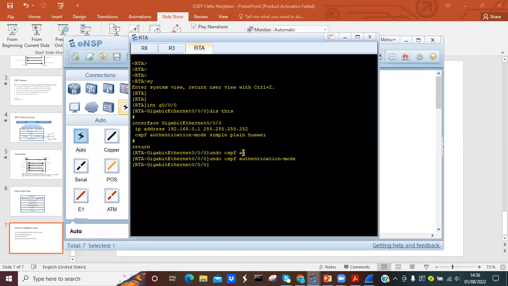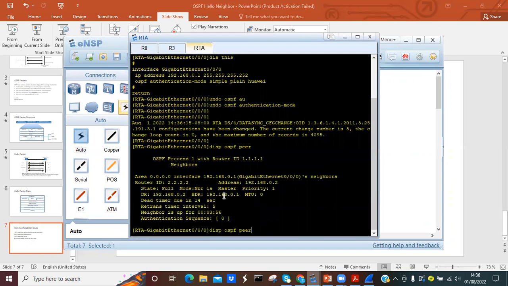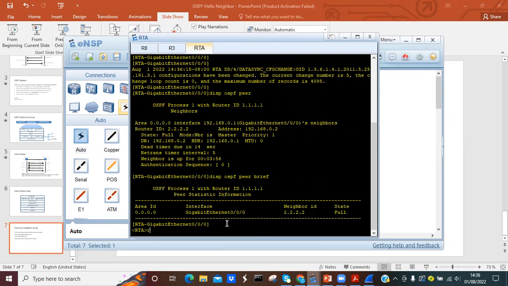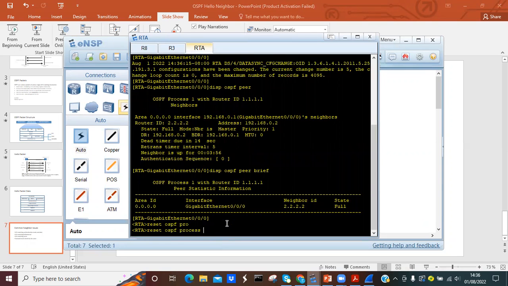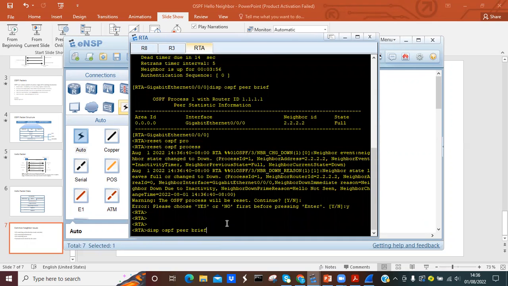Authentication mode, just undo. Now, the authentication mode in this one is null, because we said if you're not using authentication, the authentication mode is null. So if you display OSPF here, brief, it has not gone down yet. Let's reset, because it will have to wait for the 10 seconds. We don't have 40 seconds. We don't have that time. So let's reset this. And then we display brief.